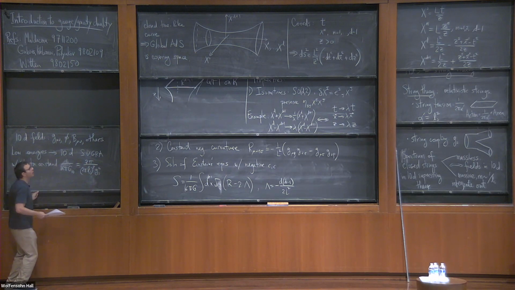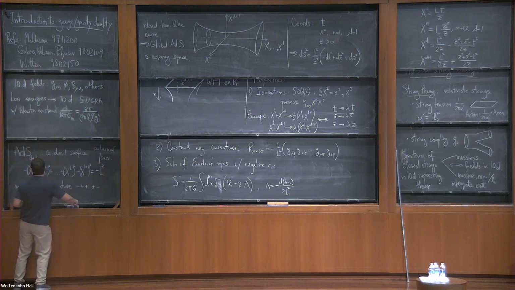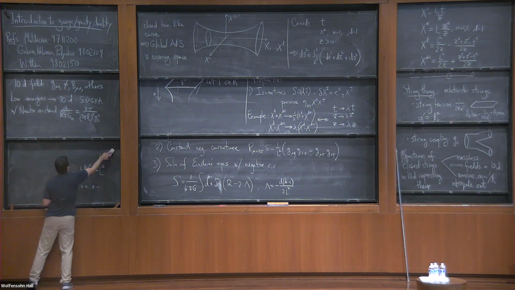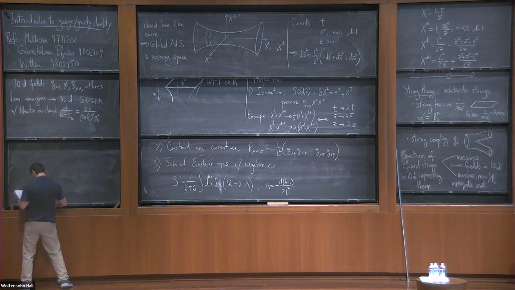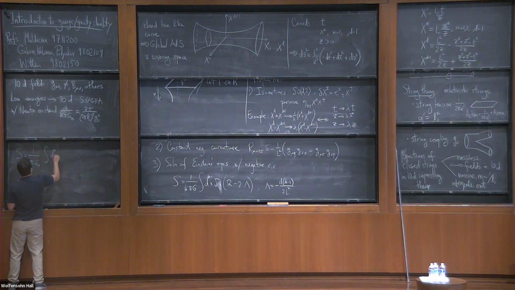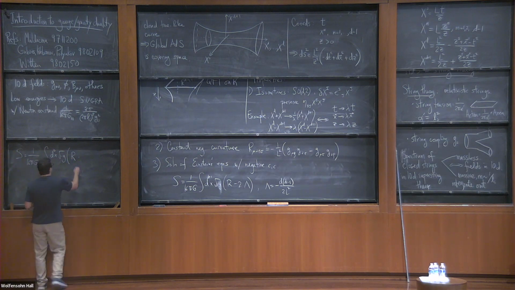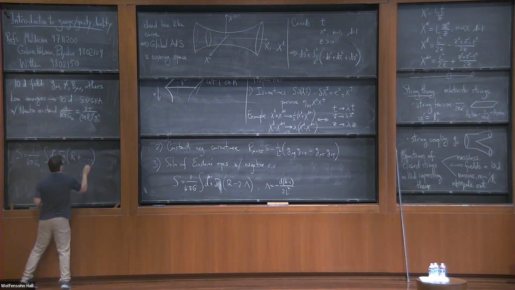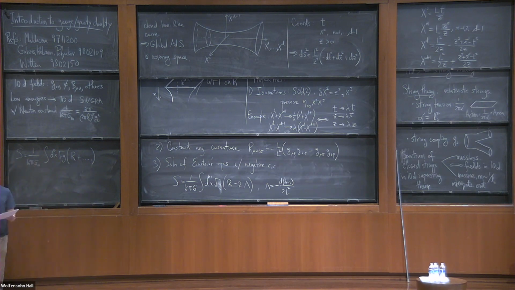And what does the action look like? The action looks like, well, Einstein gravity plus various other things that are required by supersymmetry. So the action in 10 dimensions, 1 over 16 pi G in 10 dimensions times Einstein-Hilbert term. And then there's other terms that involve the other fields. So this is what happens at low energies.